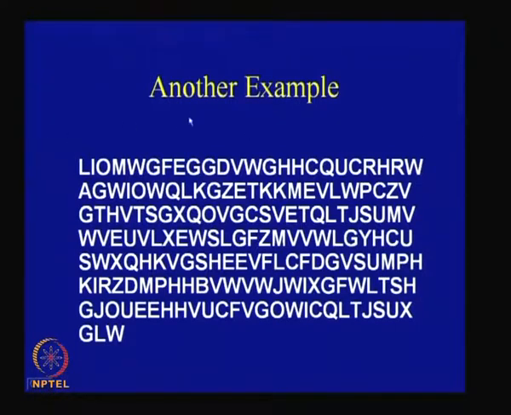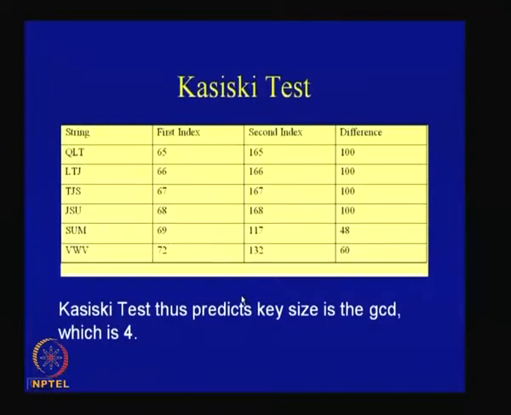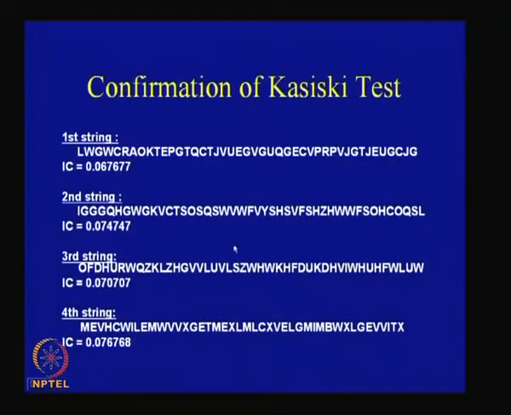I will give you another example. This is an example of another ciphertext. In this case also you see that we obtain the commonly occurring strings, with the first index and the second index. The difference is denoted here, and therefore the Kasiski test predicts that the key size will be the GCD, which in this case is 4. If you take the GCD of these values, you get 4.